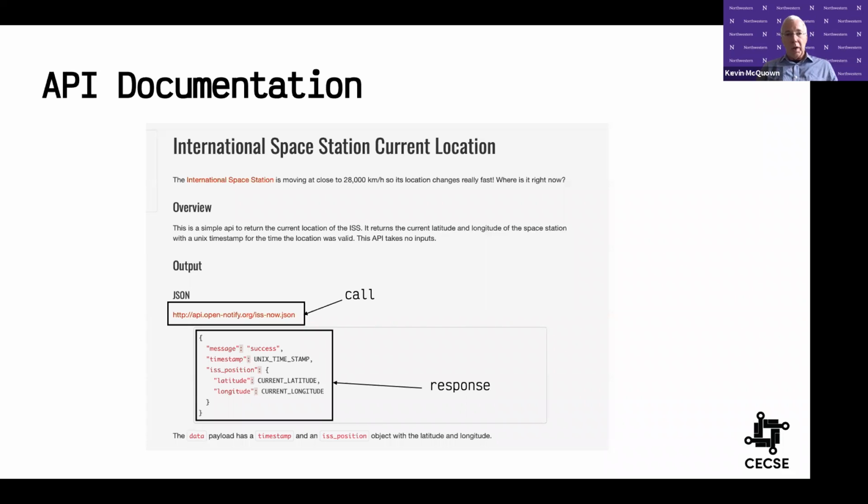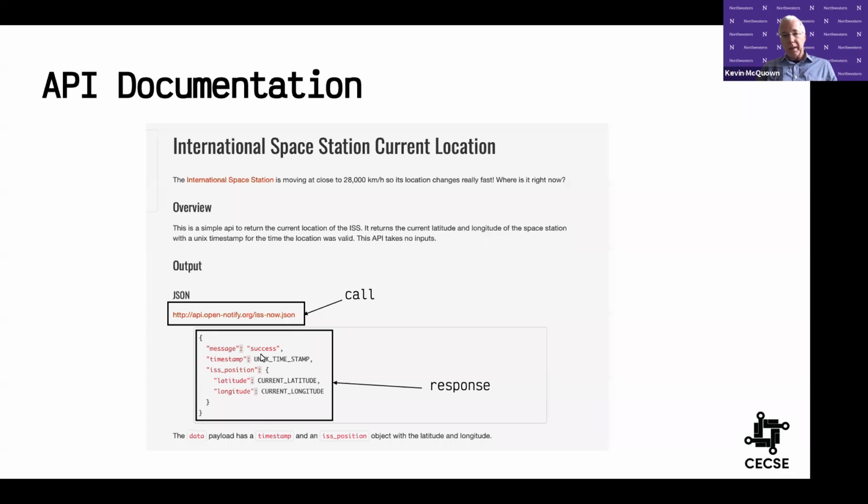So when you have an API, it will typically document two things. One, how do you call it? This looks very similar to what you would put in a browser. So you'd say HTTP : and then api.opennotify.org/issnow.json. That's what you're going to put. That's your URL. That's the HTTP request that you're going to make. And if you do that, here's what you're going to get back.